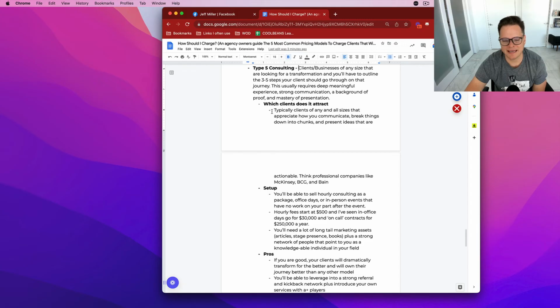Typically, these attract clients of all sizes, but the difference is it's a small sliver that are attracted to how you communicate, break things down into chunks, and present ideas that are actionable. Think of professional companies like McKinsey, Bain, and BCG. They have plenty of clients across many different industries, verticals, and products, but it's only a certain part of those industries, products, and services that are attracted to consulting companies, that type of thing.